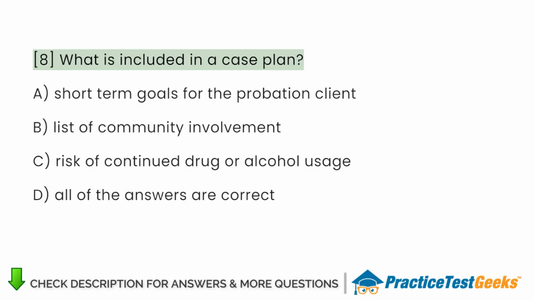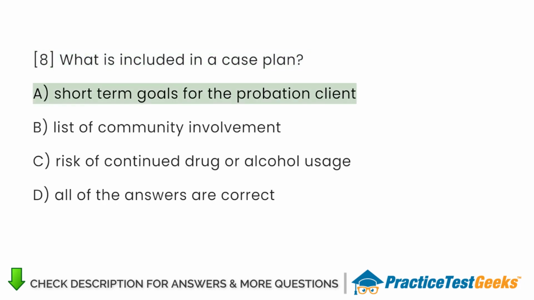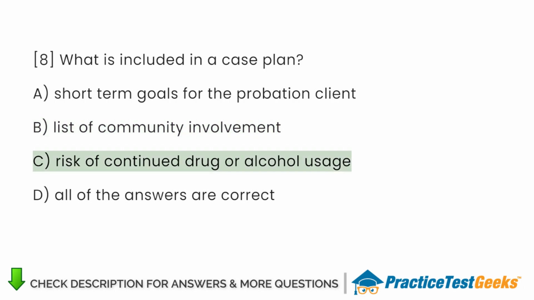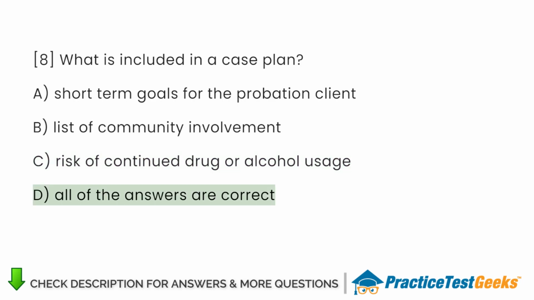What is included in a case plan? A. Short-term goals for the probation client. B. List of community involvement. C. Risk of continued drug or alcohol usage. D. All of the answers are correct.